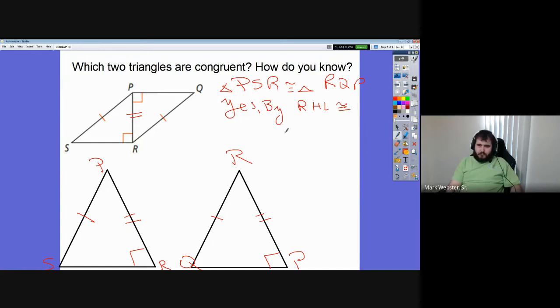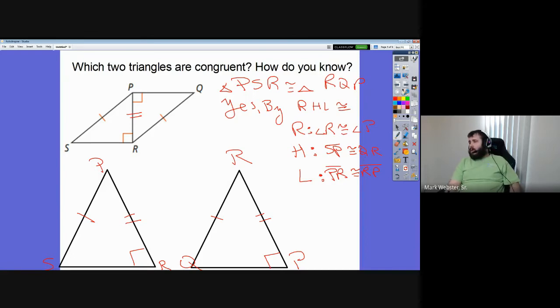Yeah? And so, our right angle pair, angle R is congruent to angle P. Our hypotenuse pair, SP and QR. And our leg pair, PR and RP. Okay?